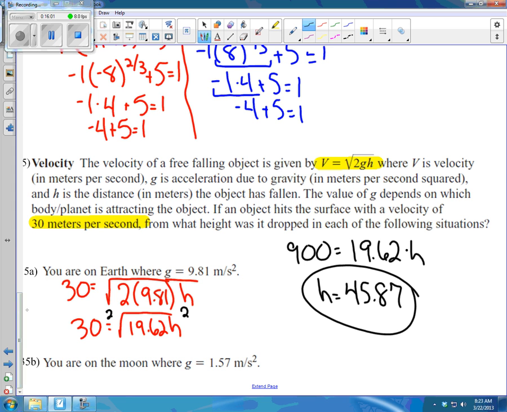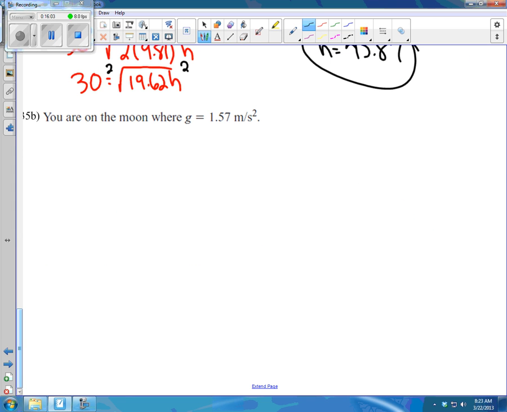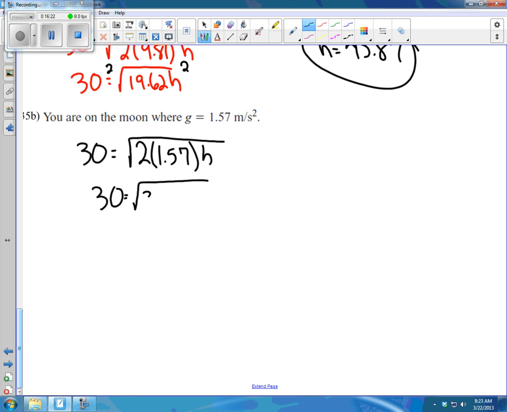And then 35B, you're just going to do the same thing, but you're going to use a different number. So my velocity is still 30. I'm still going to have the square root, but this time g is 1.57. So 2 times my 1.57 times my h. So I'm going to multiply first, clean up inside. And now I'm ready to get h by itself.